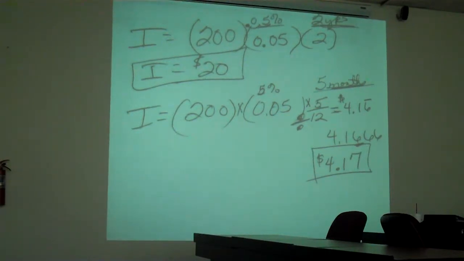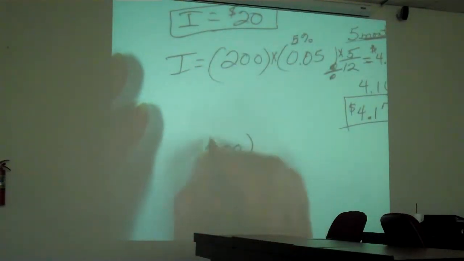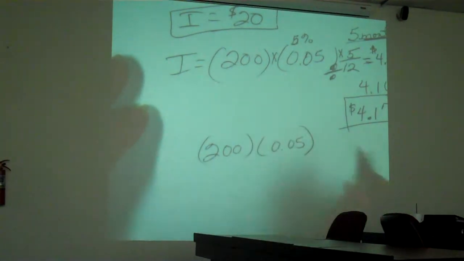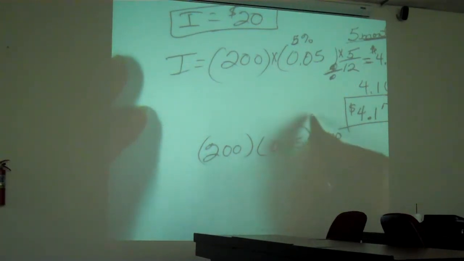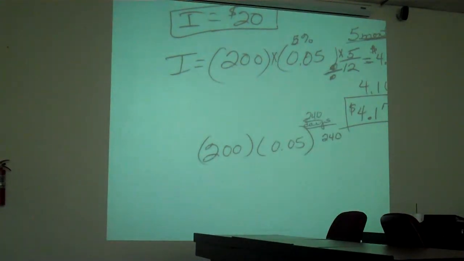Okay, what about if it was so many days? Let's do the same amount of money at 5% for 240 days. Okay, 240 days. How many days are there in a year? They want you to use 365.